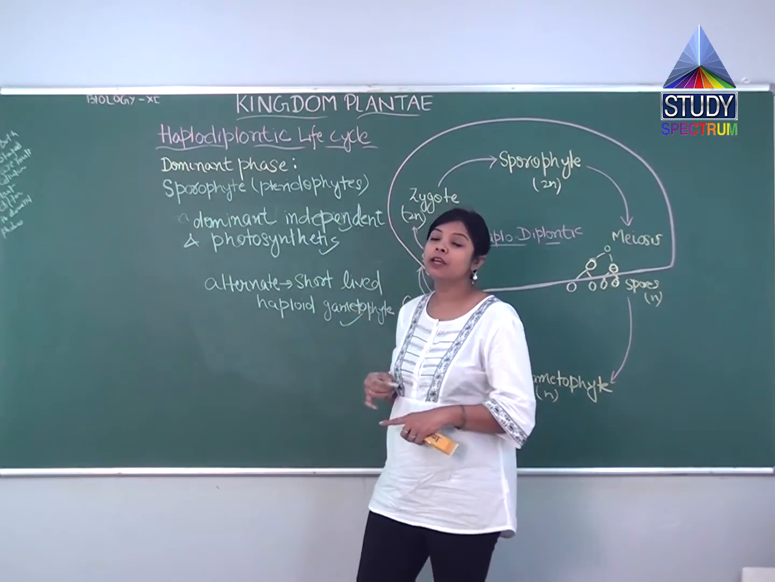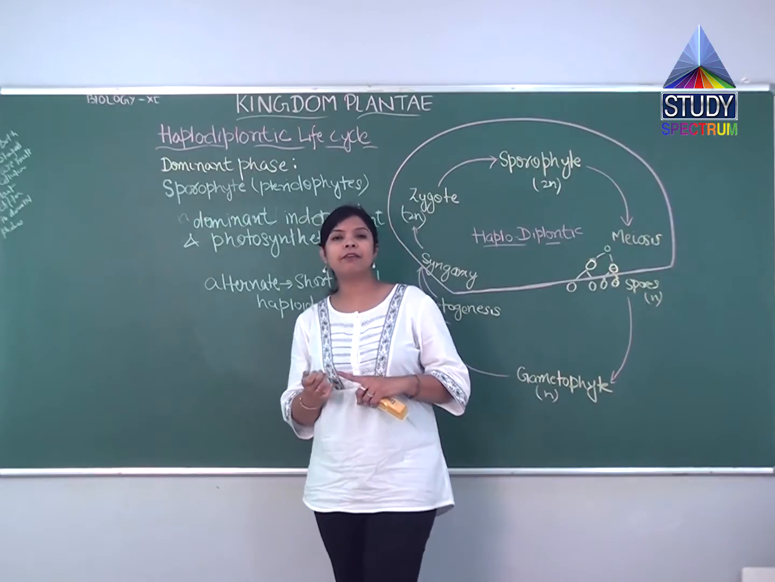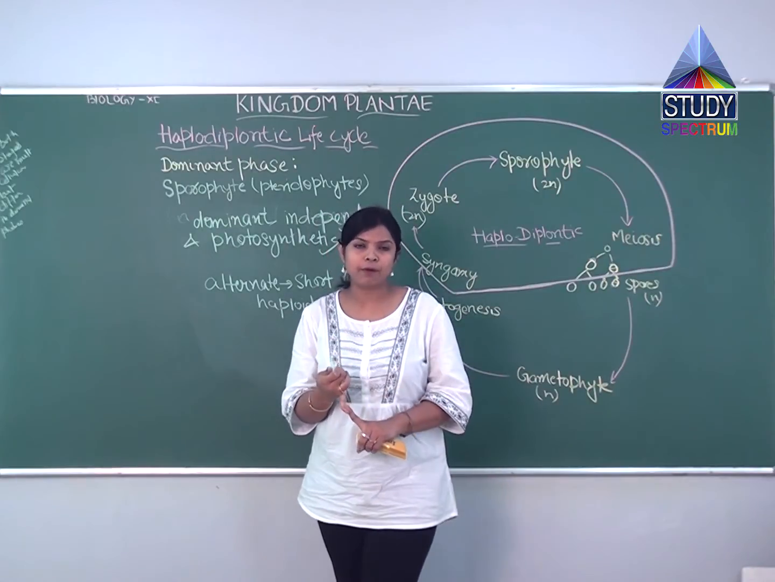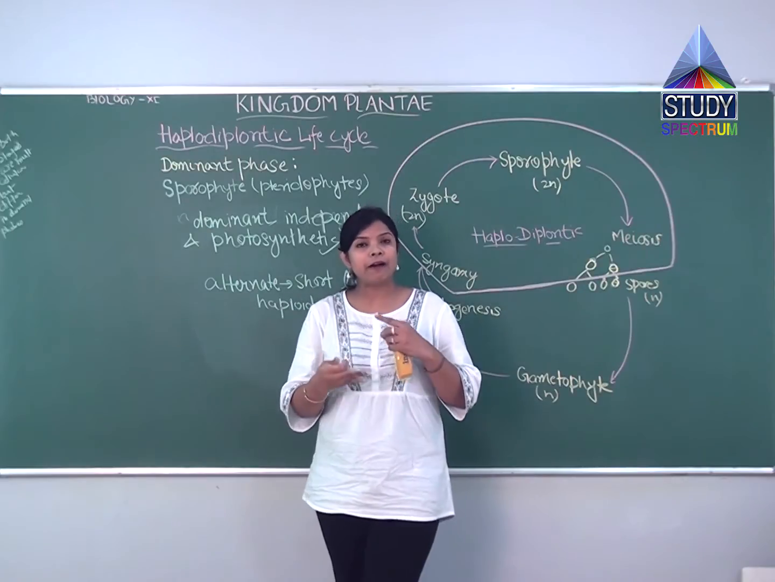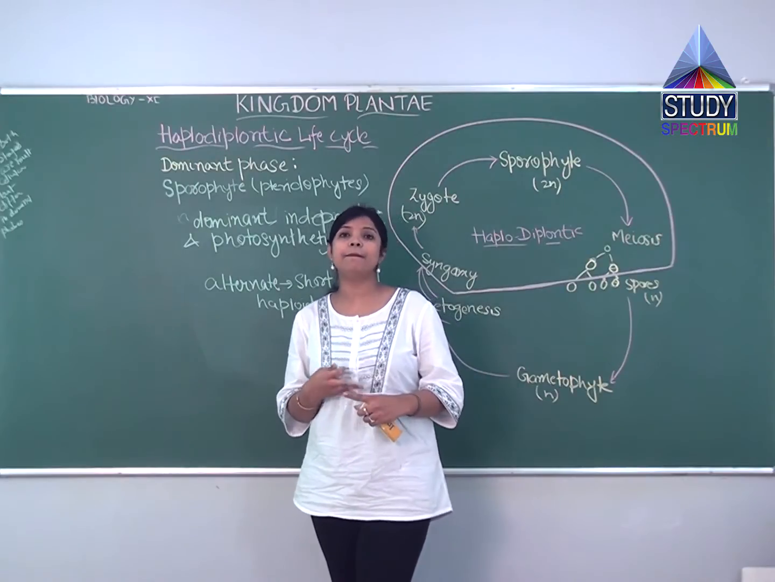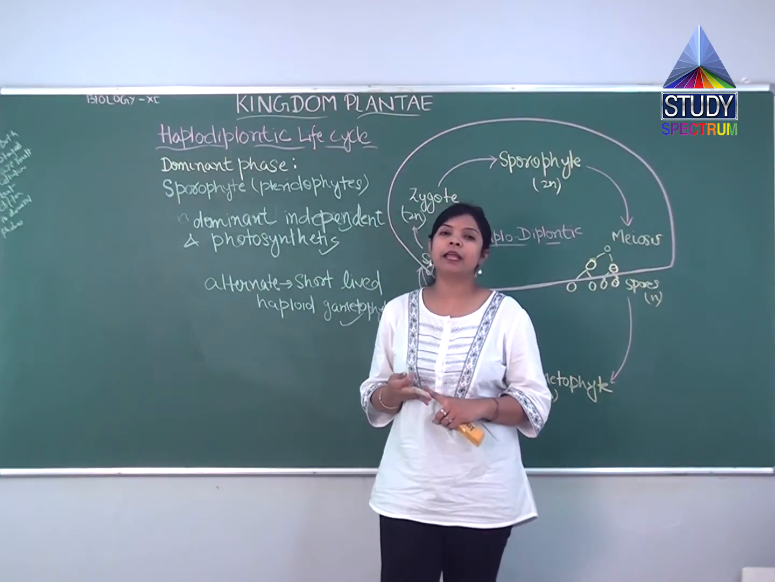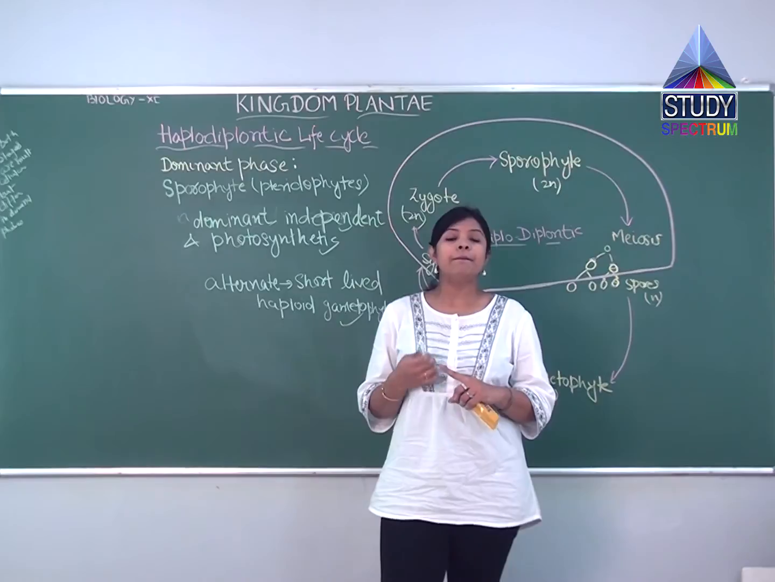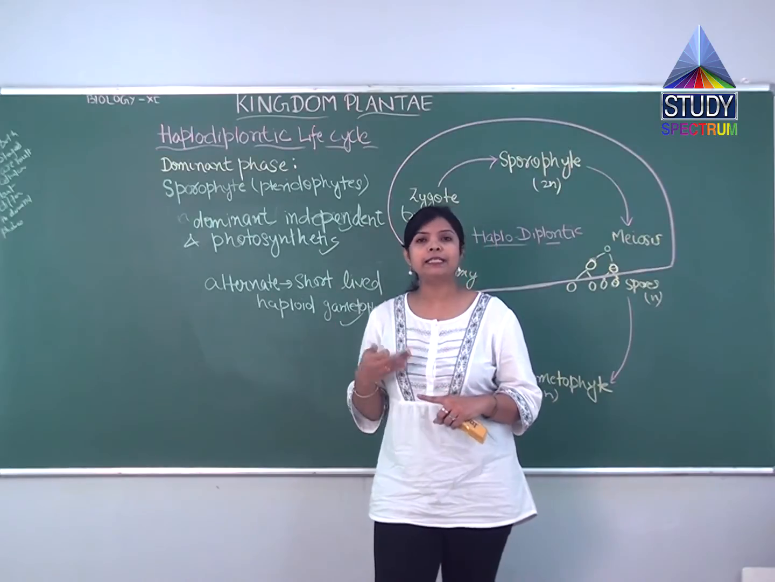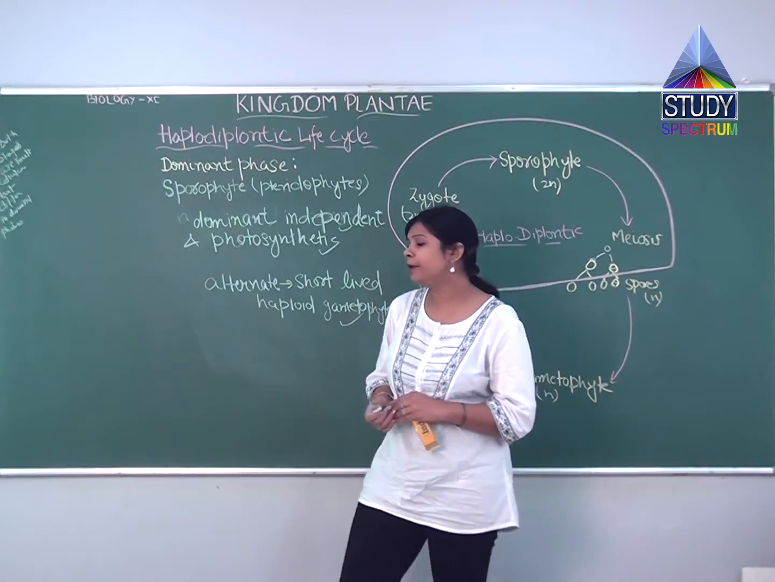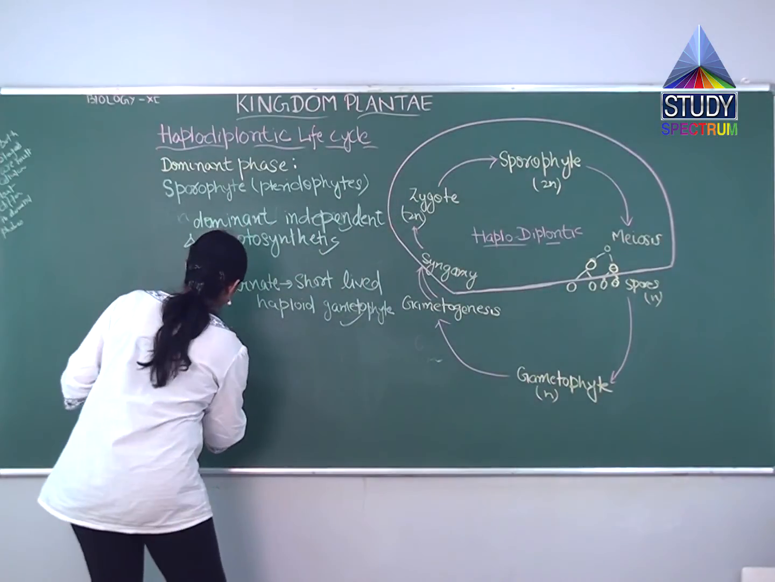Other than this, they also divide asexually by motile or non-motile spores. Other than this, they also reproduce sexually by fusion of gametes. Other than this, they show alternation of generation. So one generation will be haploid dominant, and the other generation will be short-living, that is diploid or sporophyte.